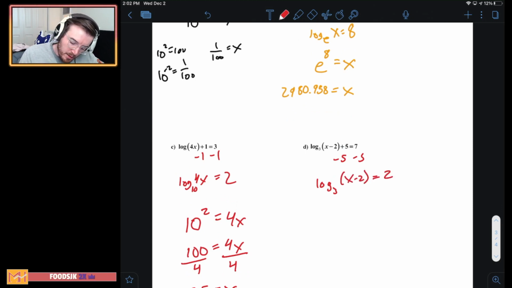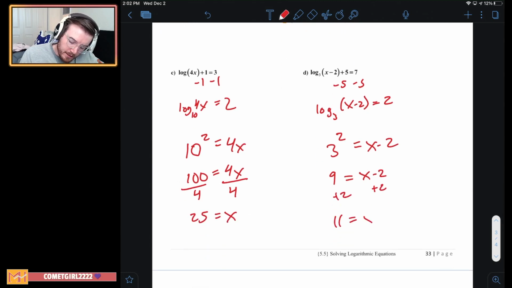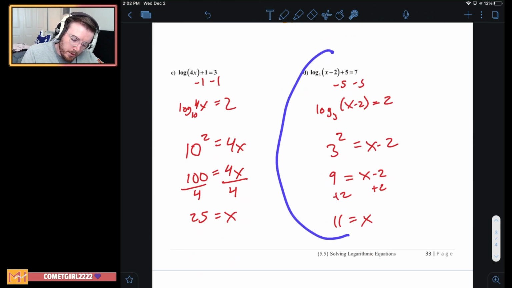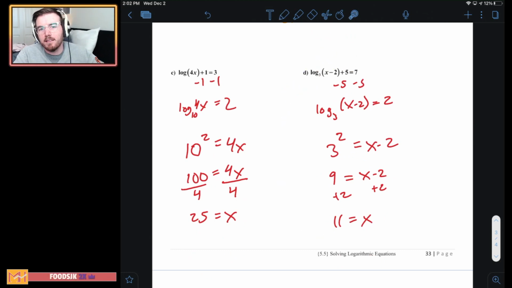The base of the log becomes the base of the exponent, and these guys switch sides. X is 11. You can try plugging it back in real quick. 11 minus 2, oh, that's 9. That's positive. No worries, not extraneous.